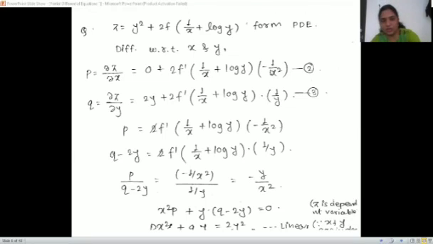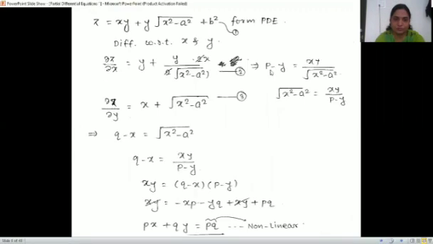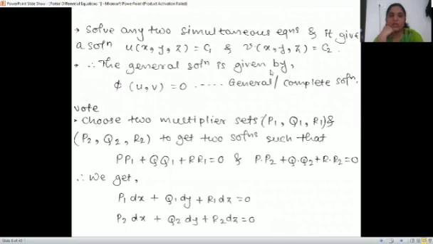We go to the next question. Okay, next is to solve the simultaneous equation. It gives a solution u of xyz is c1, v of xyz is c2, and then the general solution is simply phi of uv is equal to 0.